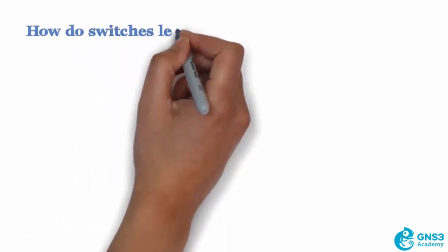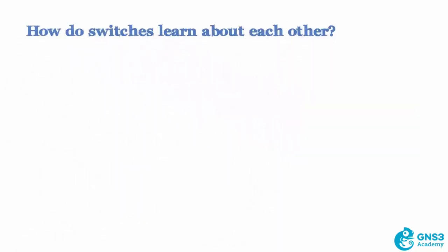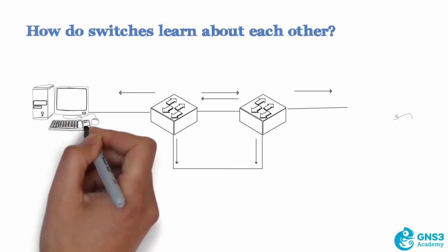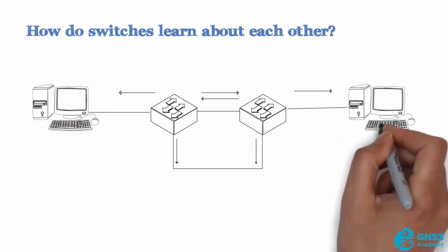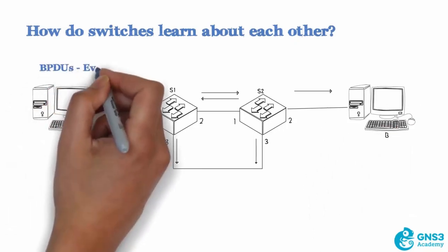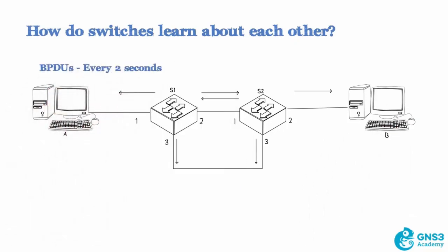Now, how do switches learn about each other? As mentioned, Bridge Protocol Data Units, or BPDUs, are sent out of all ports on switches by default every 2 seconds when running spanning tree. So switches will learn about each other when they receive BPDUs from other switches on their ports.